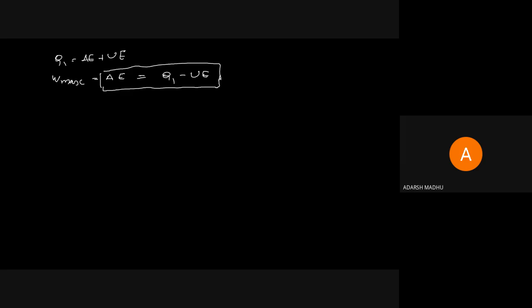Okay, so I said that Q1 equals available energy plus unavailable energy. Maximum work equals available energy, so both are equal. Maximum work obtained equals the maximum energy which will be converted into work, which is Q1 minus unavailable energy. So AE equals Q1 minus unavailable energy.